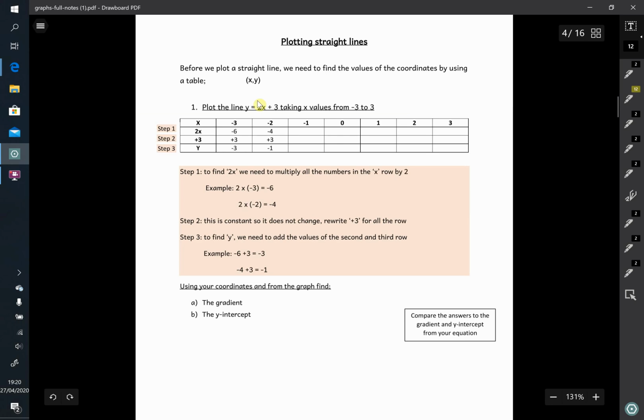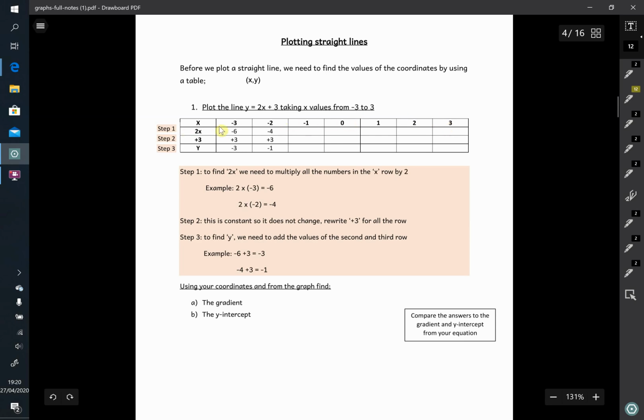We are given the equation and it's telling us to take the values from -3 to 3. Now these can be from -2 to 4, from 0 to 9. It doesn't make a difference. Whatever x values are given to you, just write them on the very top row. X: -3, -2, -1, 0, 1, 2, 3, because it's starting from negative all the way to positive.